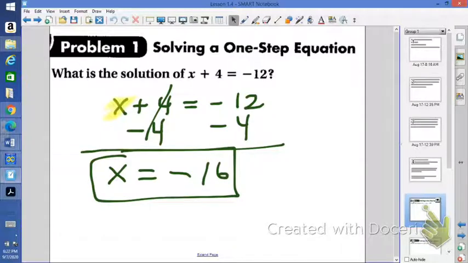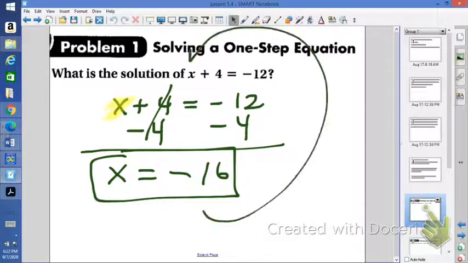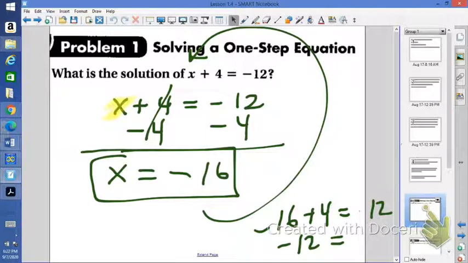Now, we can check to make sure that this is right by plugging back in to our equation. So does negative 16 plus 4 equal negative 12? Negative 16 plus 4 is negative 12, and negative 12 equals negative 12, so negative 16 is a solution.